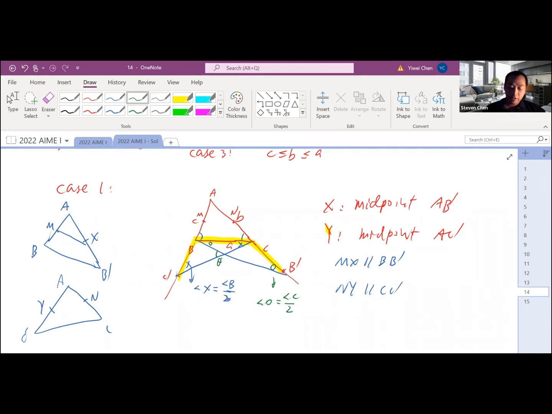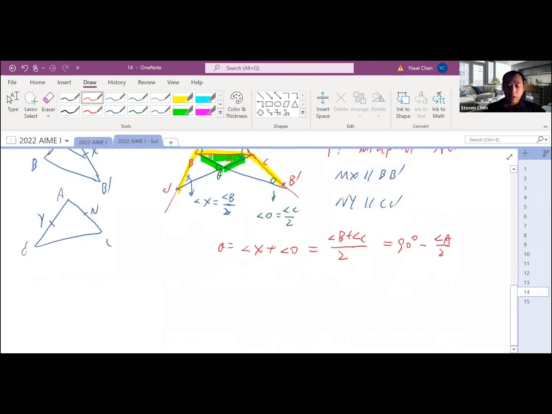So here's the thing, right? Now you look at this triangle here, the green one. So we know that theta is equal to this one plus this one. So recall that X is equal to 1/2 of B and O is equal to 1/2 of C. So this is equal to this one. And recall that angle B plus angle C is equal to 180 minus angle A. So when it is divided by 2, it is equal to 90 minus half angle of A. Okay?